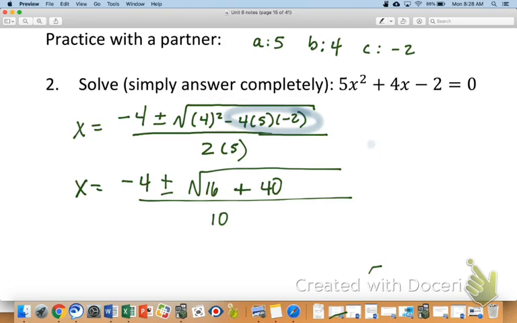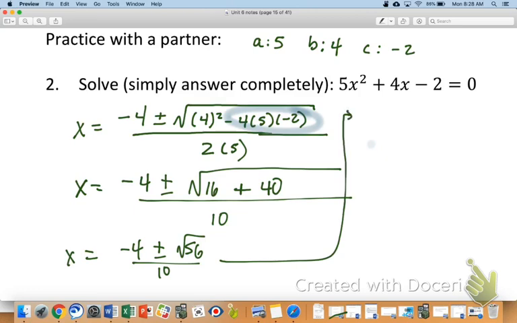If I keep going, I get x is equal to negative 4 plus or minus square root of 56 over 10. And that's a pretty good answer right there, except that root 56 can and should be simplified. If you use your factor tree stuff, you're going to get 2 root 14 for that root 56. And then the last piece of the puzzle is, do you see how both terms in the top have a common factor of 2? So we could factor out a 2.